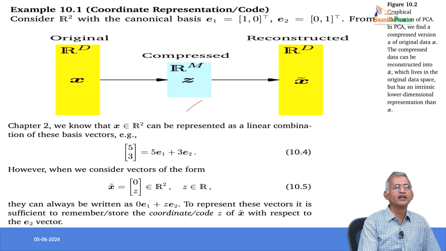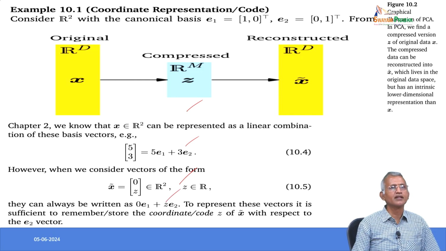So, we can do with the linear combination from domain to codomain and represent the eigenvectors, say phi(e1, 3) equals phi(e1) plus 3 e2. Now, we consider the vectors of the form x bar equal to (0, z) in R square, where z in R. So, they can always be written as 0 e1 plus z e2.